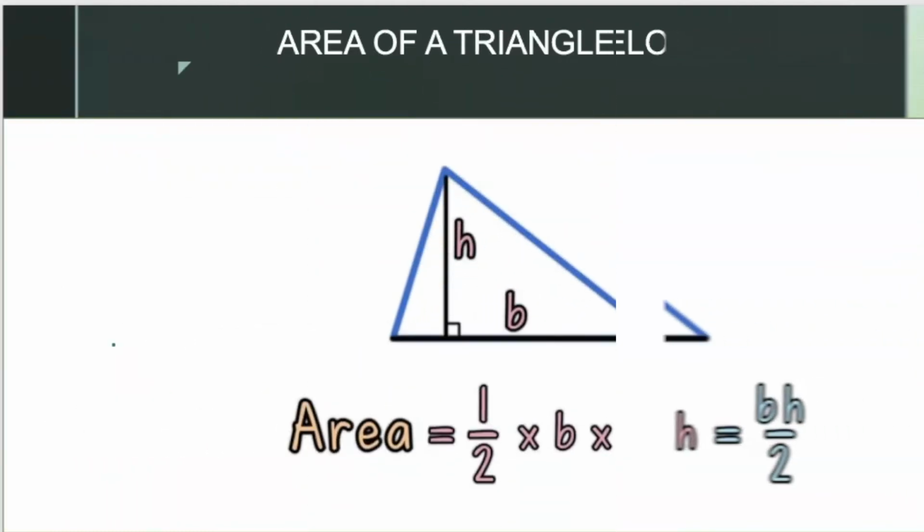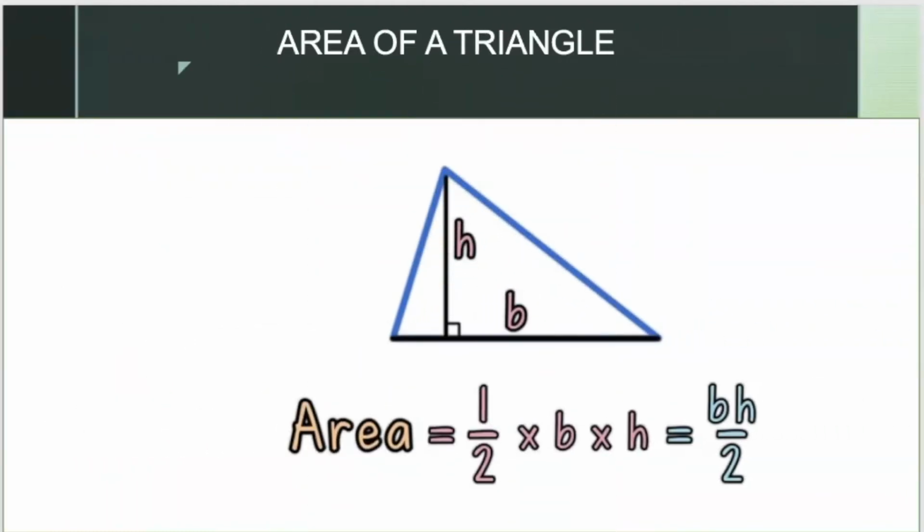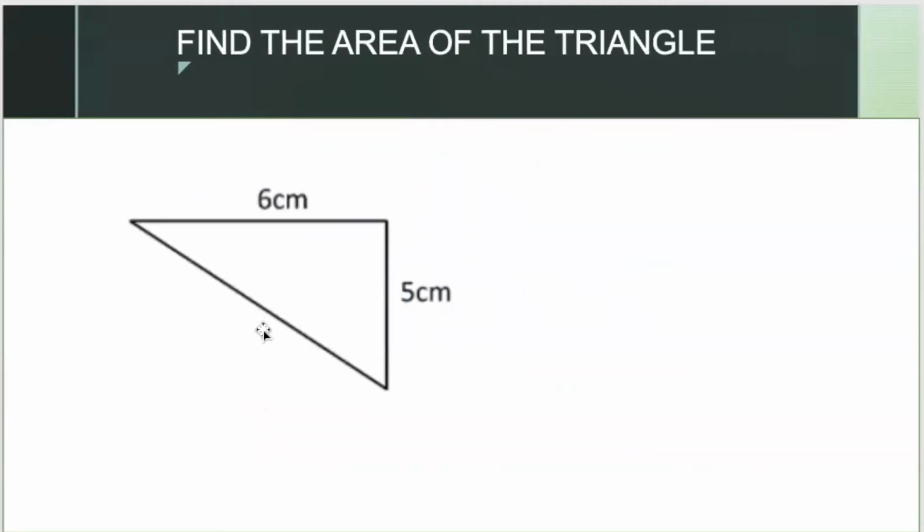The area of a triangle is half base times height. This is our base and this is our height. Some persons will say BH over 2. For example, if I need to find the area of this triangle, which is half, my base is 6 centimeters times the height, which is 5 centimeters.